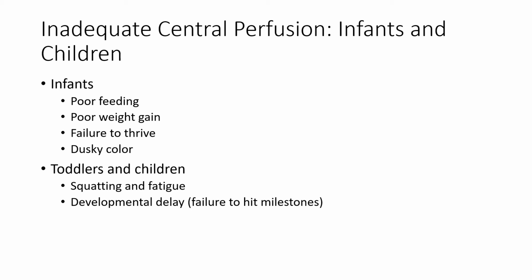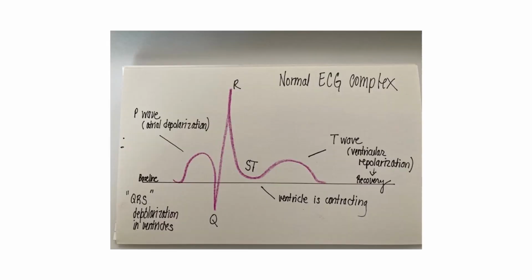Toddlers and children, very common for them to squat and have fatigue, because this is due to impaired tissue perfusion and central perfusion. They squat, and that kind of shunts the blood from the legs and stops it from going into the legs and keeps it all shunted to the core of the body. Also, they can suffer from developmental delays and failure to hit those milestones. So here are some pictures that I drew myself.